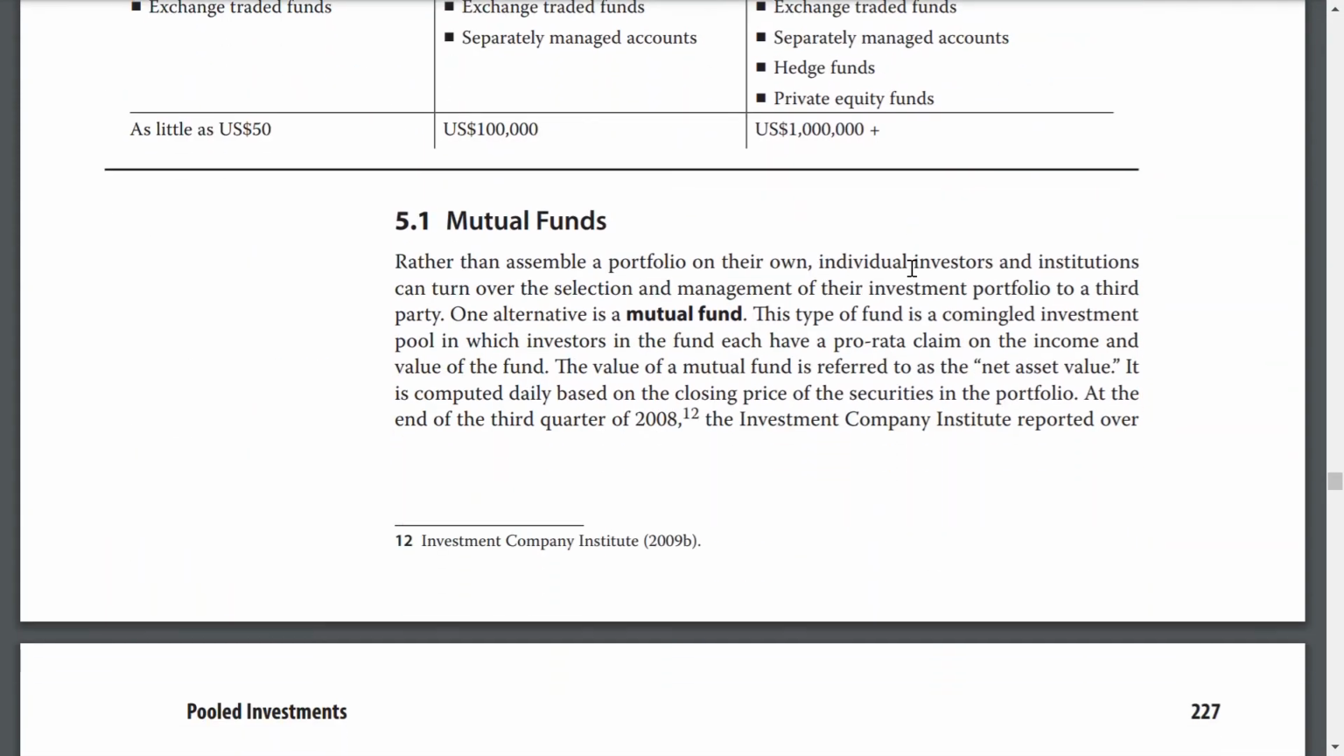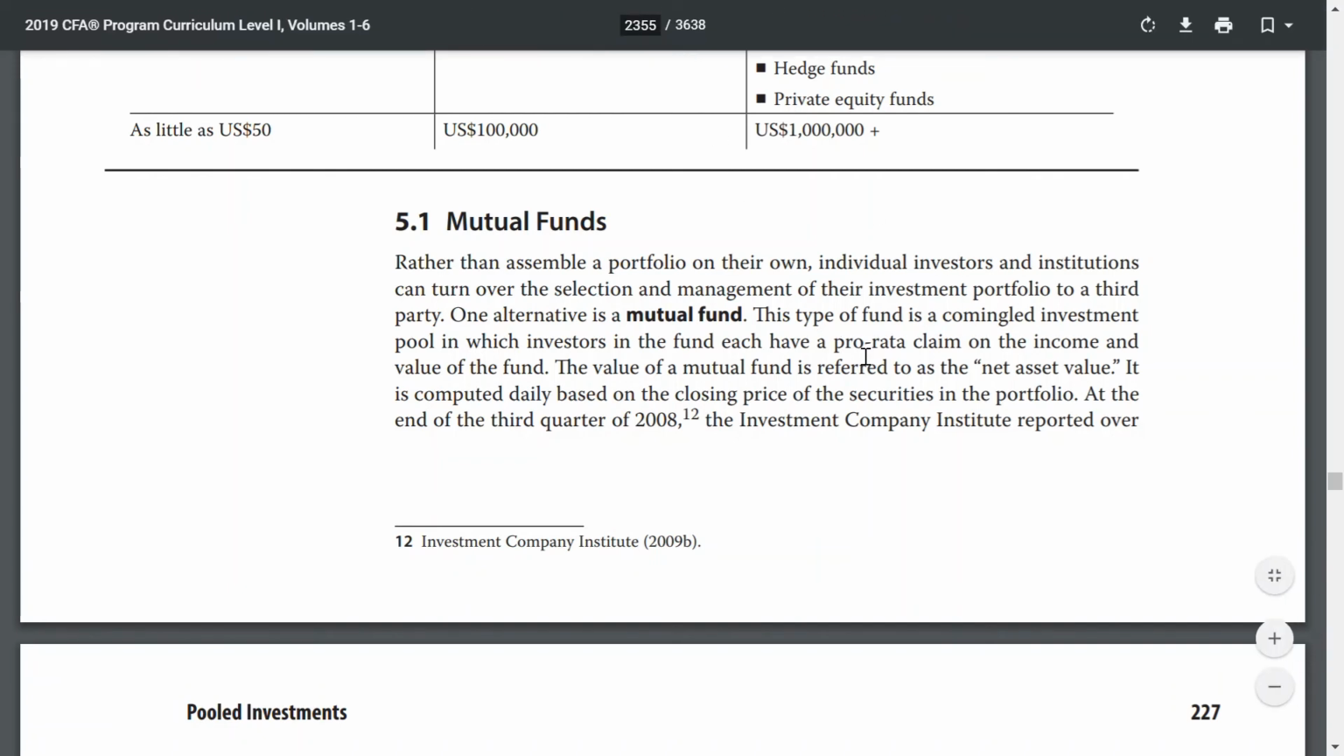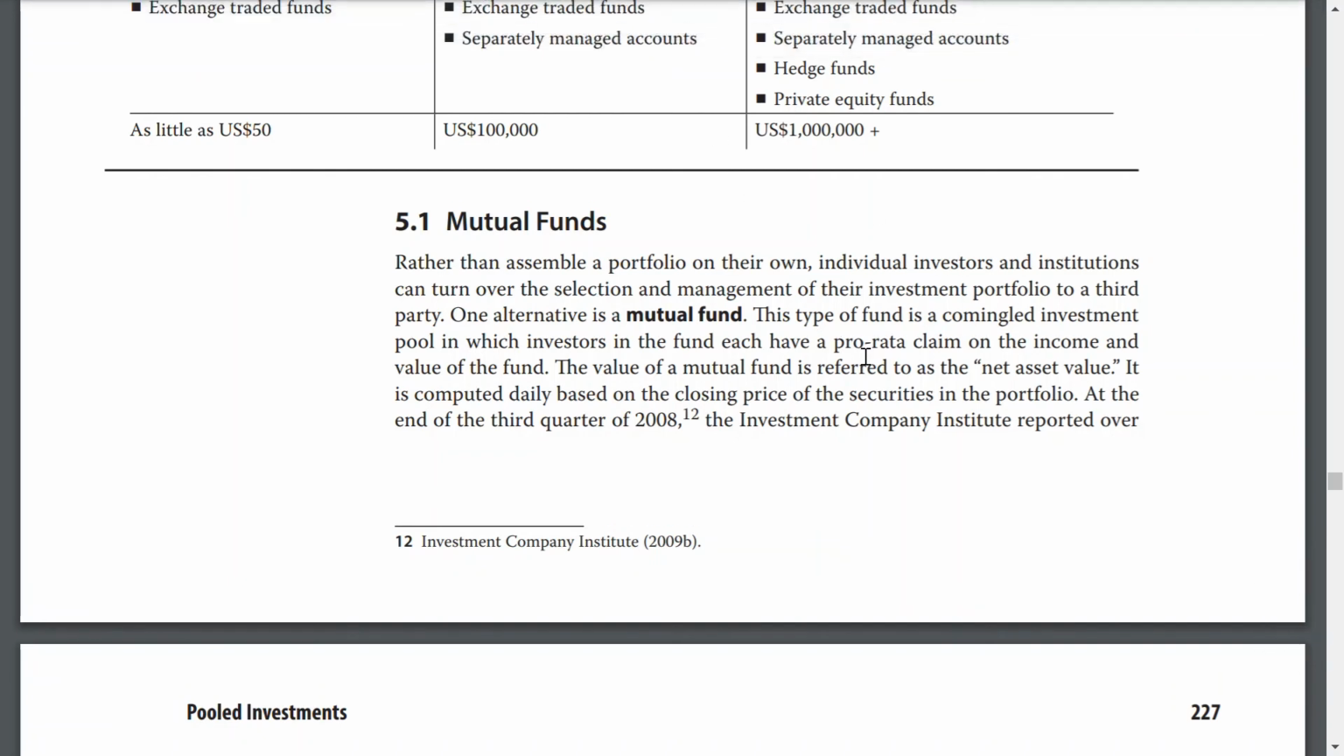Mutual funds. Rather than assemble a portfolio of their own, individuals, investors, and institutions can turn to a selection of third parties for management of their investment portfolios. An alternative is a mutual fund. This type of fund is a commingled investment pool in which investors in the fund each have a pro rata claim on the income and value of the fund.